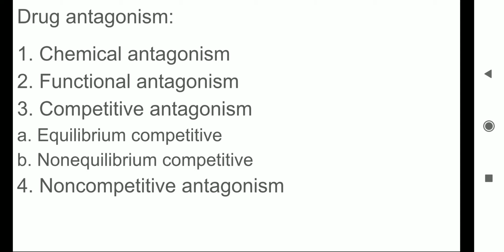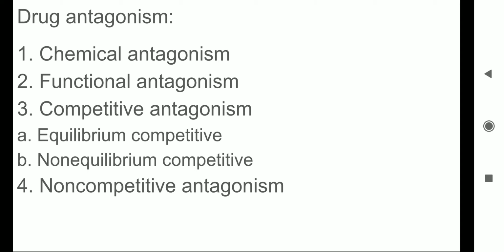Then comes functional antagonism. What do we mean by functional antagonism? Whenever two agonists act independently but have different effects, they have functional antagonism to each other, such that they tend to reduce each other's effect, that is, nullify each other's effect.